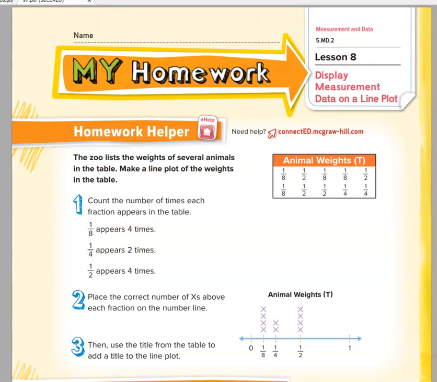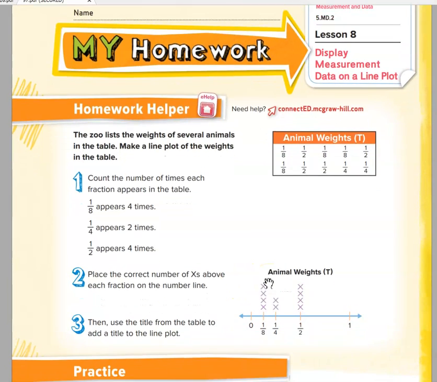Yates. In this video, we're going to be going over the answers to lesson 11.08, displaying measurement data on a line plot. If you read the directions for this homework assignment, boys and girls, you needed to use the animal weights table here, and especially the animal weights line plot right here. That was going to be your source for the answers. And let's go and take a look at those first two.